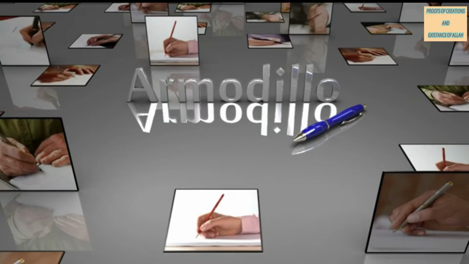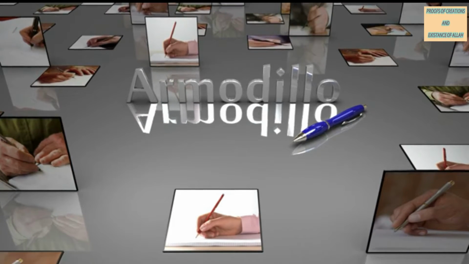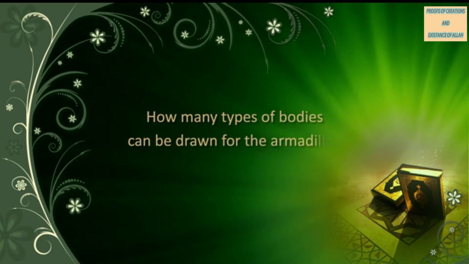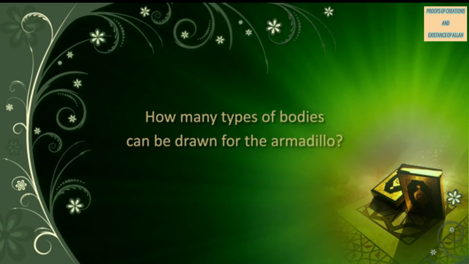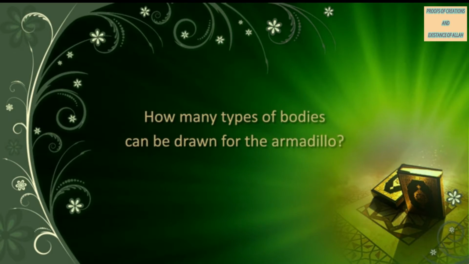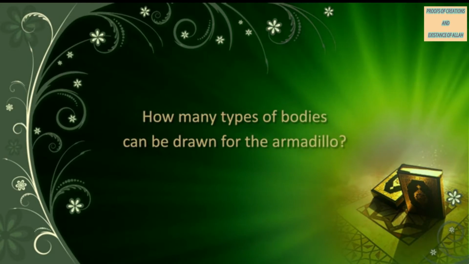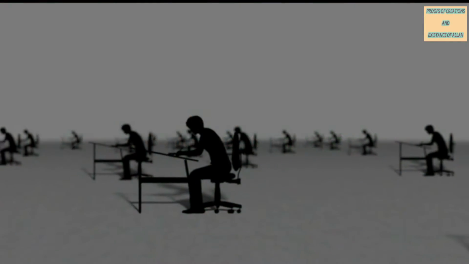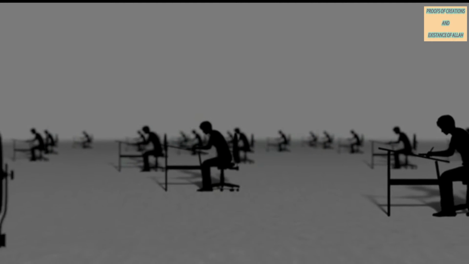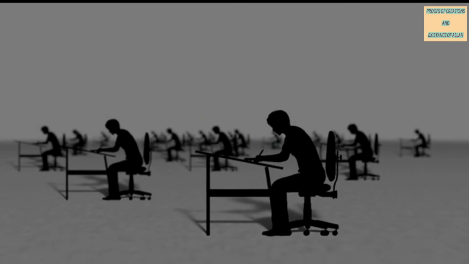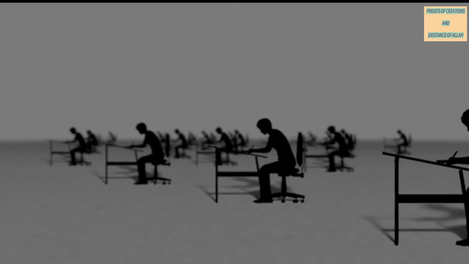Now, draw a body for the armadillo. However, before we begin, we ask this question: how many types of bodies can be drawn for the armadillo? Maybe we should ask this instead. If we were to hand pens to the 7 billion people on the earth and ask them to draw a body for the armadillo, would each person who had never seen an armadillo not draw a different figure? They most certainly would, and each person's drawing would not look the same.